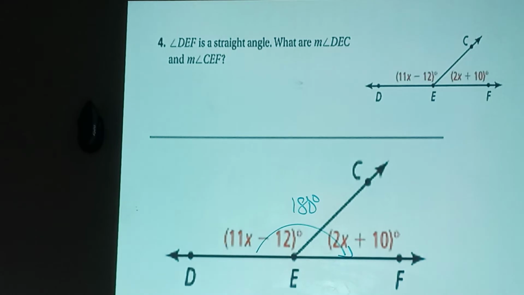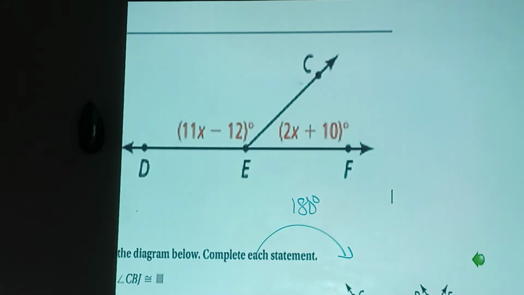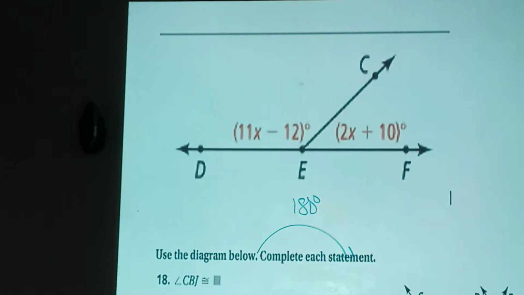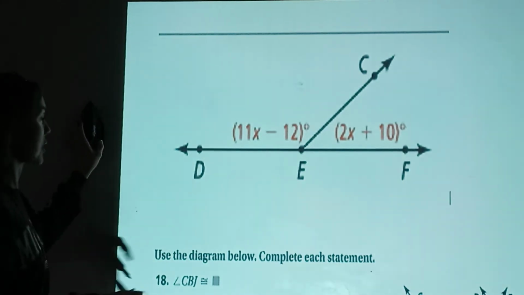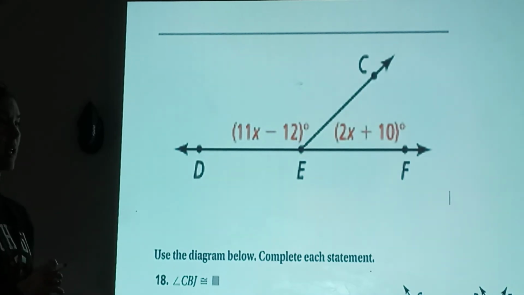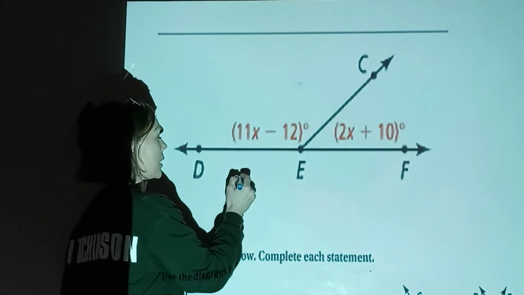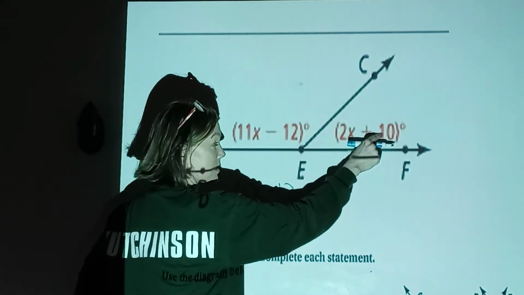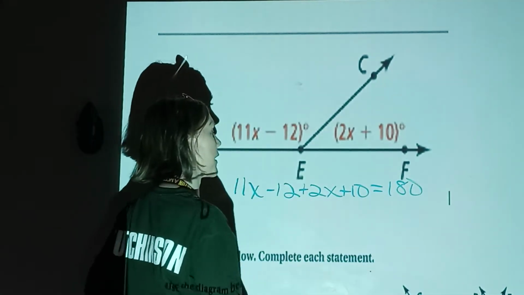So they want to know the angles of DEC and CEF. We're going to do it just how we did the other one. They didn't need to give you the measure of angle DEF because we know that straight angles are 180 degrees. So, how are we going to solve for x in this one? You take 11x minus 12 plus 2x plus 10 equals 180.